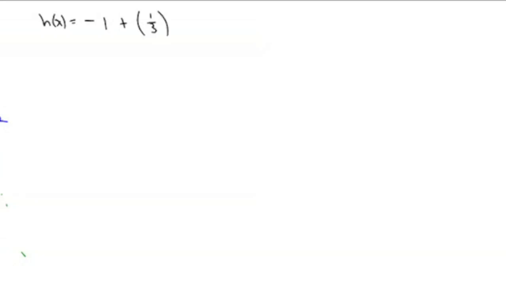What does this 2 out front do? Up. What does this 4 do? Right 4. What does this 3, just the 3, do? It moves it closer to the vertical. So closer to the vertical equals negative 1 plus 1/3 x plus 2.